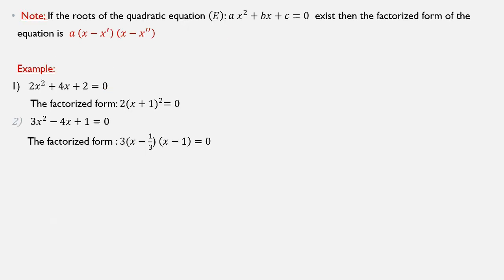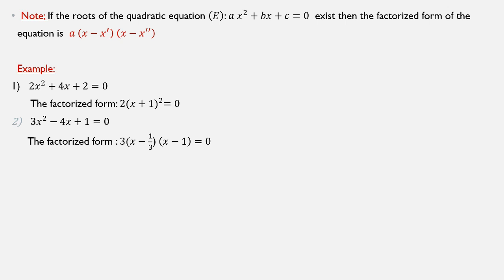Here we have a small note. In this note, if E is the quadratic equation having the form ax squared plus bx plus c equal to 0, such that, of course, a is different from 0, and it has roots, one double root or two distinct roots, then the factorized form of E is a, which is the coefficient of x squared, into x minus x prime into x minus x double prime. So this is the factorized form of E.